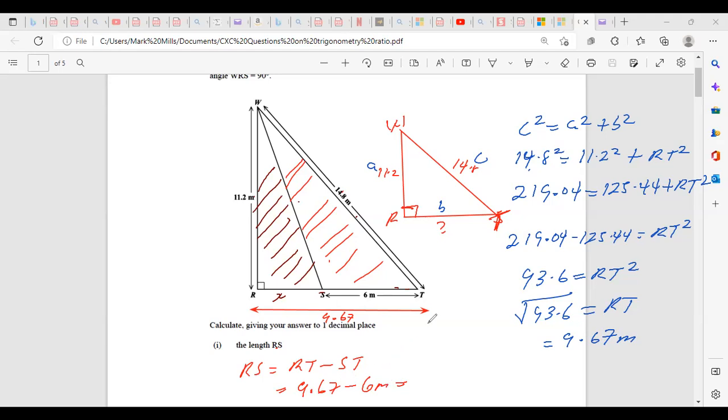3.67. Come again. 3.67 meter. Oh, they want it to one decimal place, right? They want this answer to one decimal place, so that will be what? 3.7, right? Meter. Everybody clear?